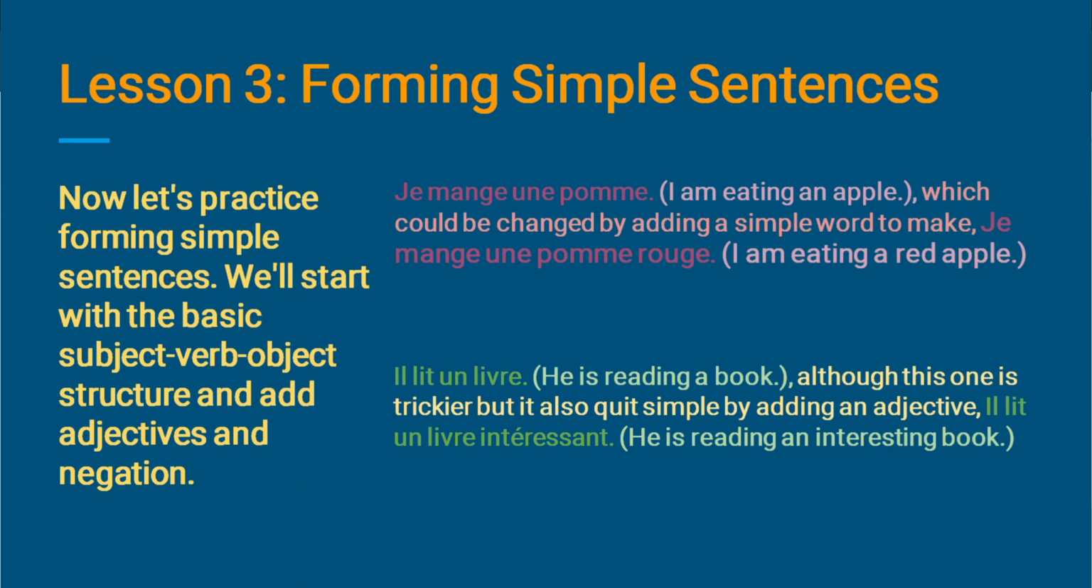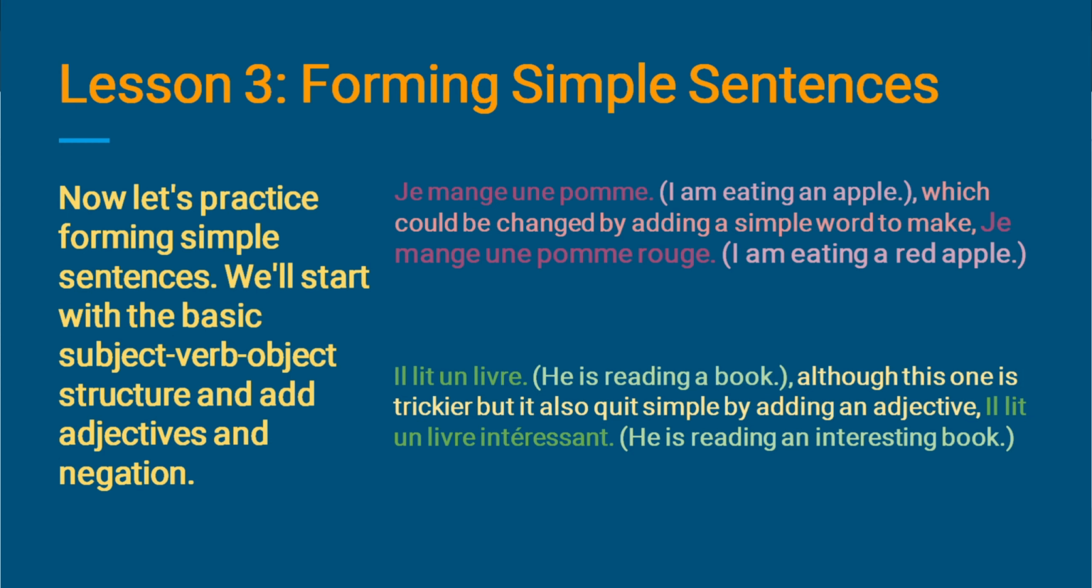Lesson 3. Forming simple sentences. We'll start with the basic subject-verb-object structure and add adjectives and negation. Il lit un livre. Je mange une pomme. I am eating an apple, which could be changed by adding a simple word. Je mange une pomme rouge. I am eating a red apple.